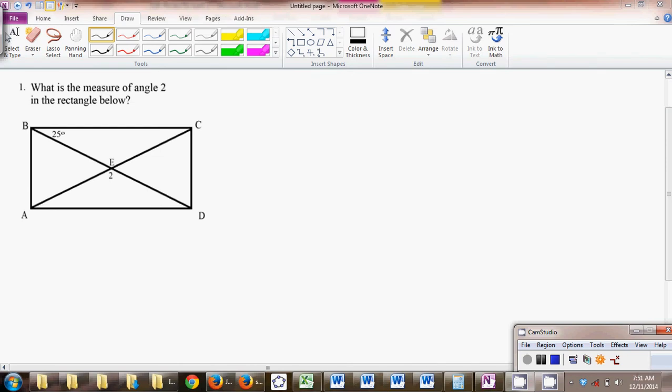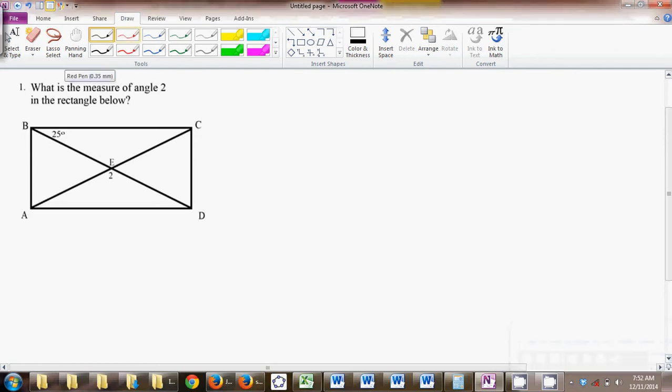Okay, let's take a look at problem number 1. It says, what is the measure of angle 2 in this rectangle below? So, right off the bat, I know I have a rectangle. So, that's a parallelogram. Opposite sides are parallel and congruent.